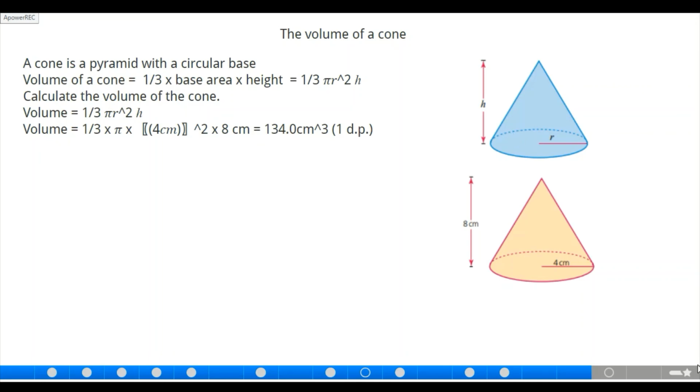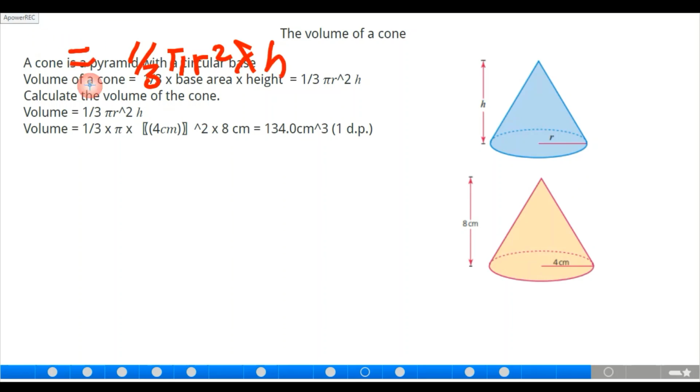Now, if that is the case, we have a cone here, and we have to calculate the volume. If you look at this, the radius is given as 4 centimeters, and the height is 8 centimeters. Based on the formula that we have, which is 1/3 πr² multiplied by what? Height. That's the volume for a cone.